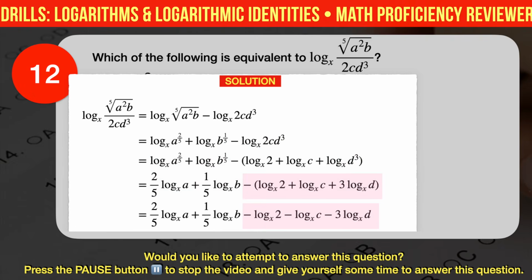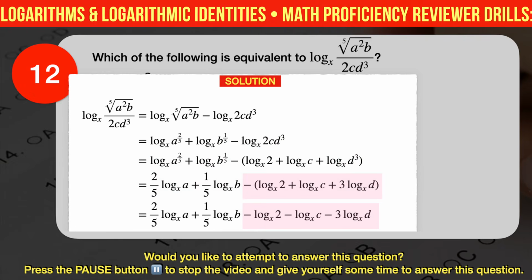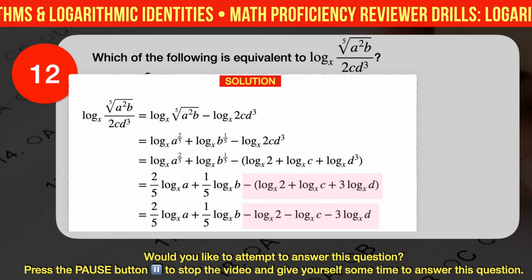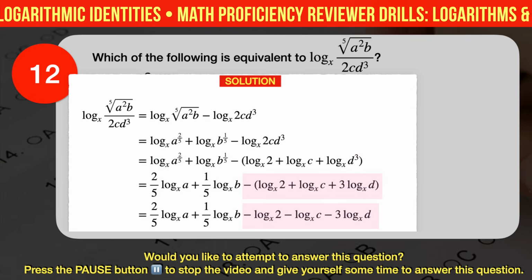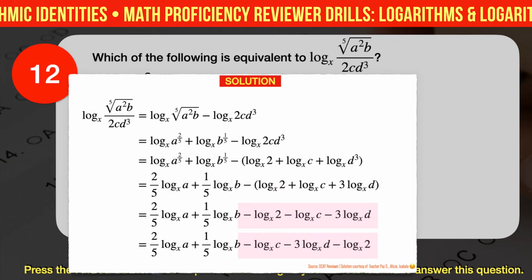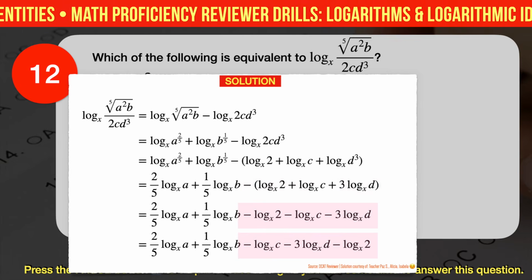From this point onward it's essentially just basic algebra. First, distribute the minus sign to the rest of the expressions. The only remaining step is simply to rearrange the terms.